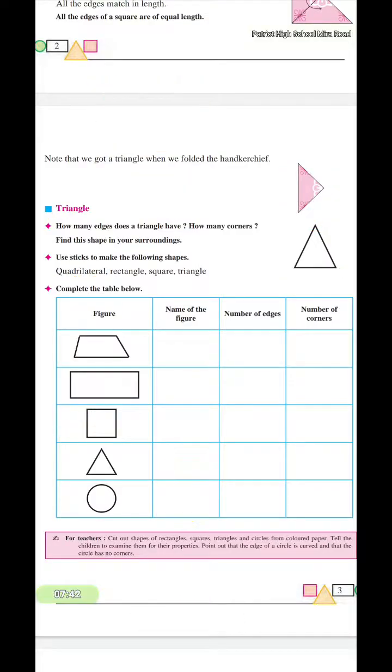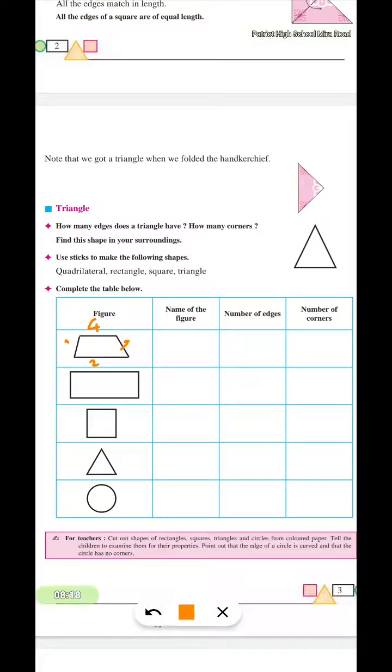Now, what figure is this? Name of the figure. This is a quadrilateral. So you can write down quadrilateral. This is a rectangle. Now, quadrilateral, how many edges does it have? You have to count the number of edges. 1, 2, 3 and 4. So it has 4 edges.